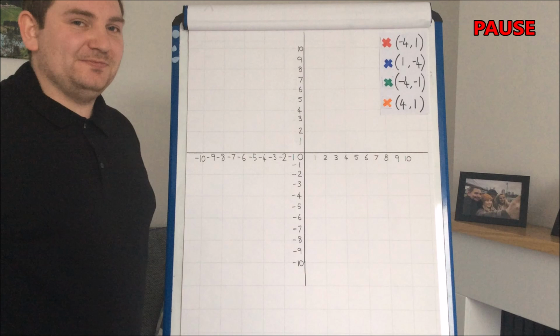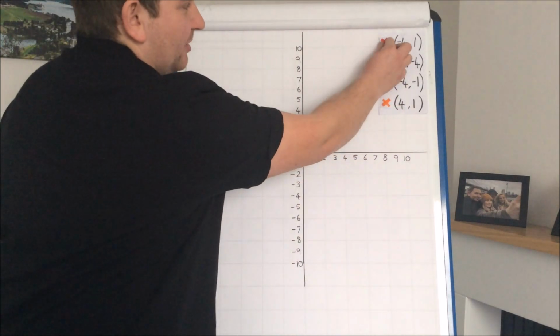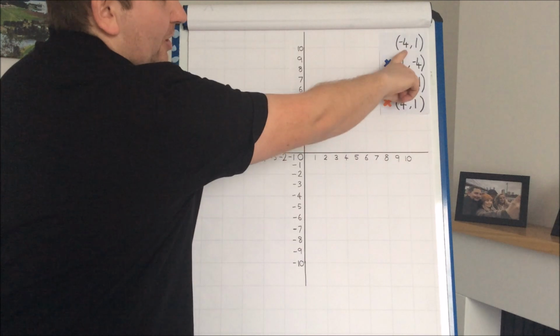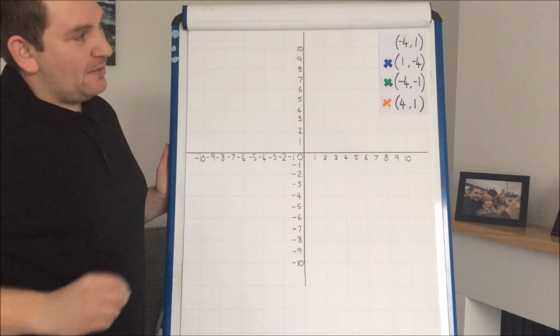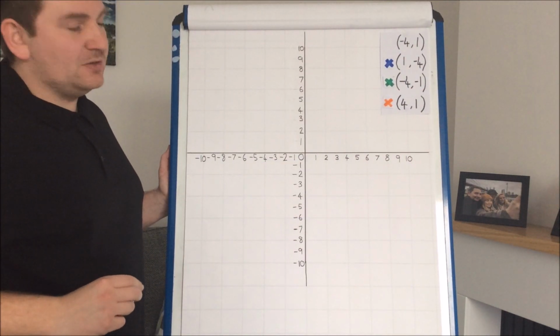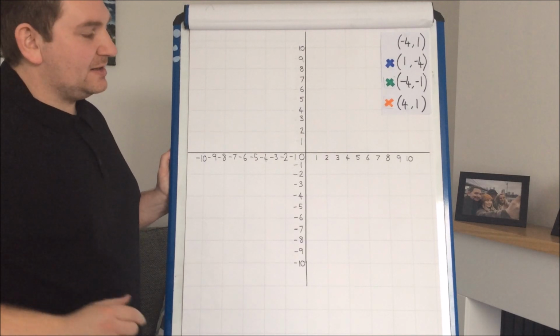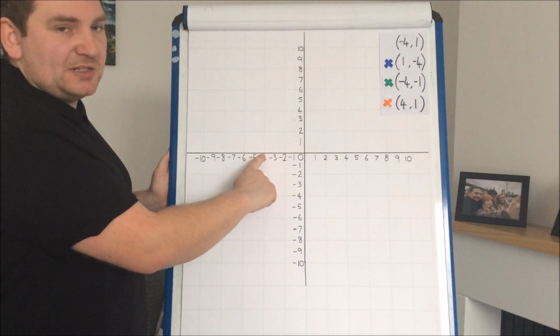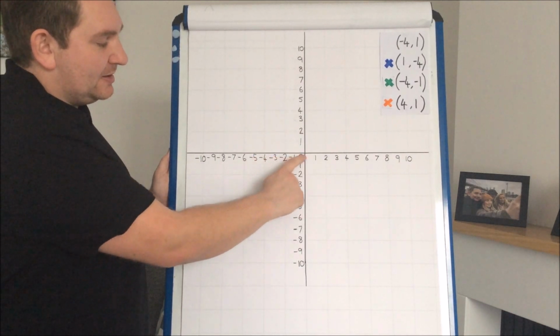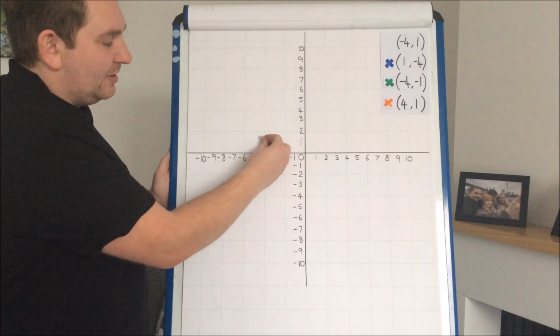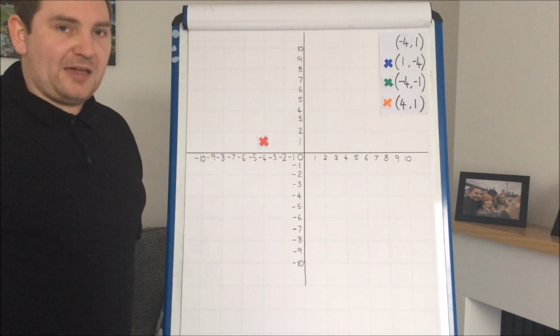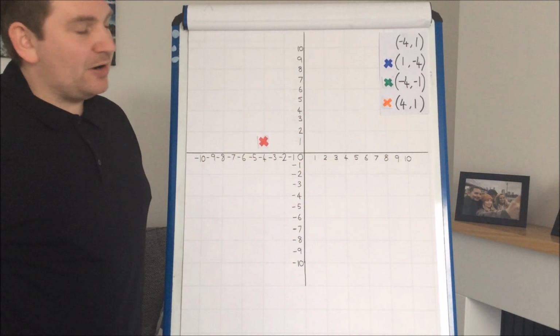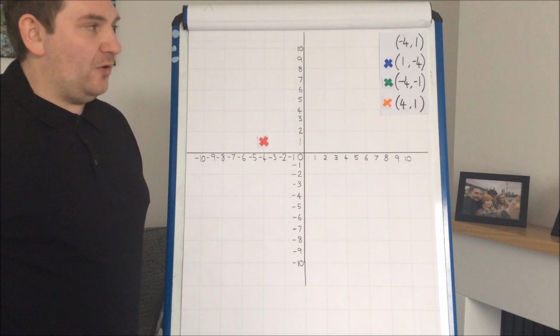Okay, so let's do that red cross. Minus 4, 1. So that tells us that minus 4 is our x-axis and 1 is our y-axis. So if we go along to minus 4, and then it is positive 1, which means we are going up. So minus 4, positive 1, our red cross should go there. Have a go at the blue cross. Positive 1 and negative 4.